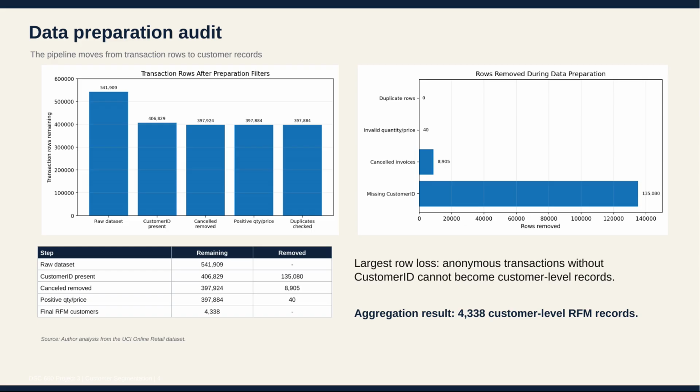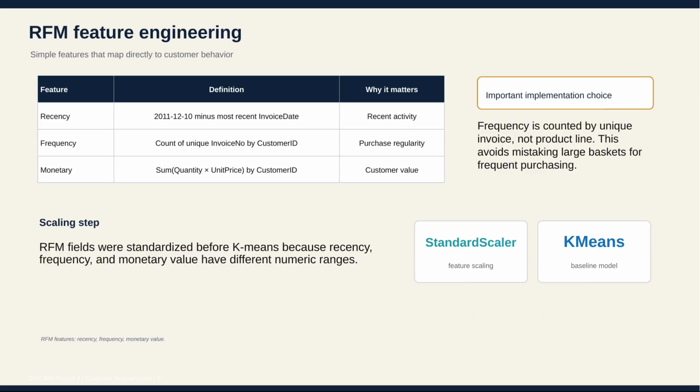After those filters, the remaining transaction rows are aggregated into 4,338 customer records. That final customer table is what the clustering model actually uses. This slide explains how the modeling table is built. Recency is calculated from the reference date, using the customer's most recent invoice date.